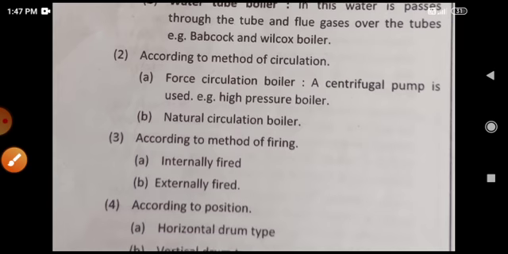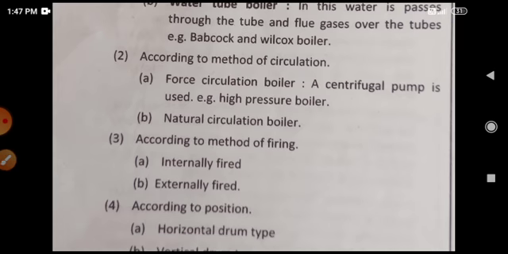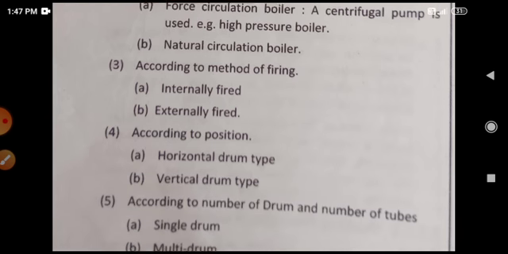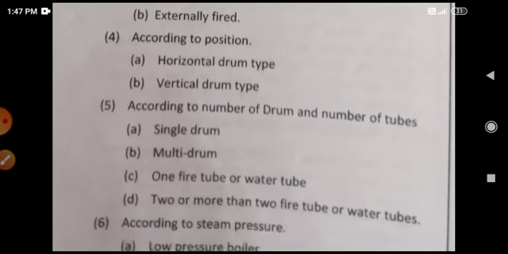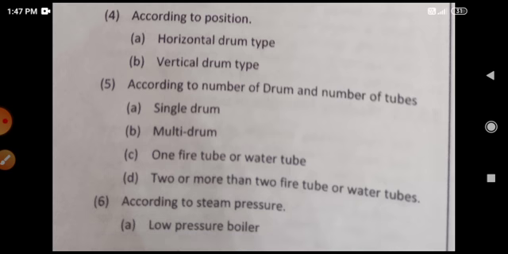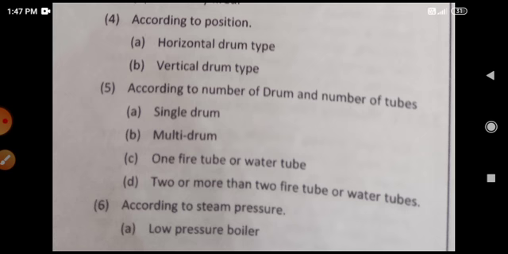Then, according to method of circulation: forced circulation boiler, in which a centrifugal pump is used, as in high pressure boilers, and natural circulation boiler, that means there is no use of any pumping device. According to method of firing: internally fired and externally fired. According to position: horizontal drum type and vertical drum type. According to number of drums and tubes: single drum, multi drum, one fire tube or water tube, or two or more fire tubes or water tubes.